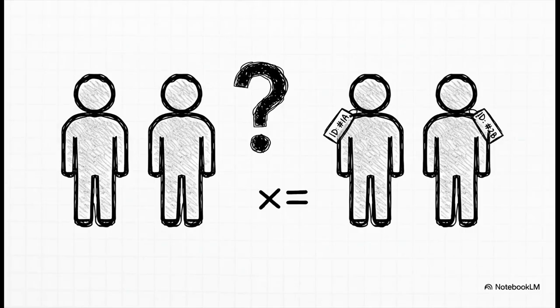And here's the beautifully simple solution. The object-oriented model gives every single object a unique, permanent serial number the second it's created. It's called an object identifier, or OID. Think of it like a digital fingerprint for your data. So the two John objects, they'd get different OIDs. Problem solved. It's crystal clear they are two different people, even if every other detail about them is identical.